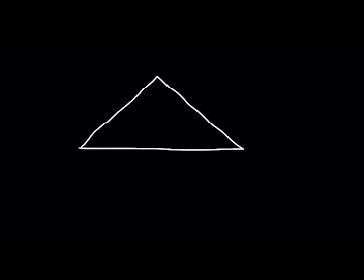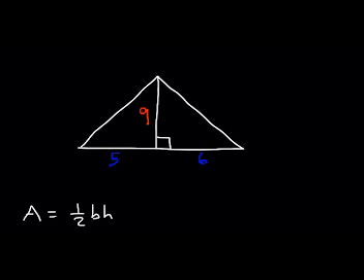Now what if you have a triangle that looks like this? Let's say this is 9, and this is 5, and this is 6. What's the area of the triangle? So for any right triangle, you can use the same formula. It's 1/2 base times height.